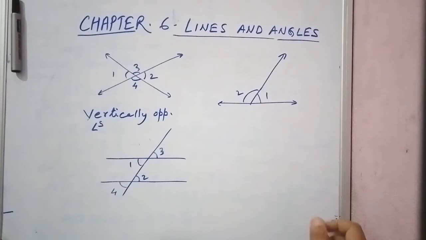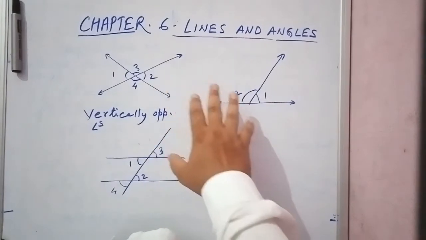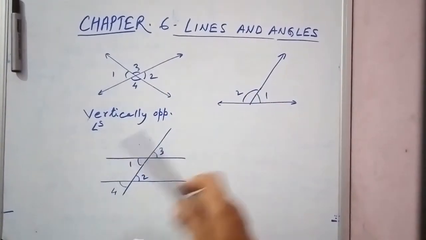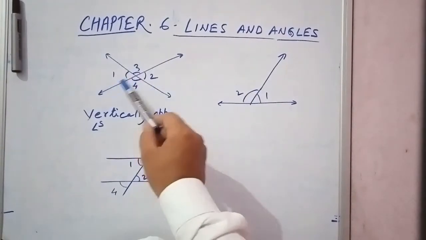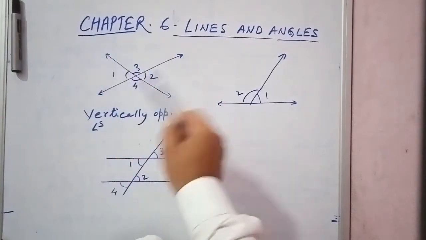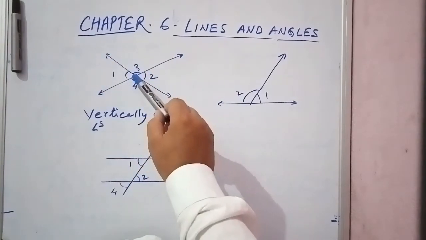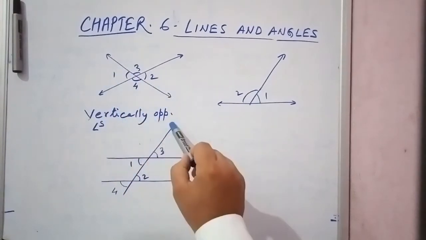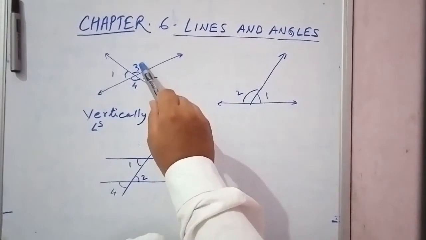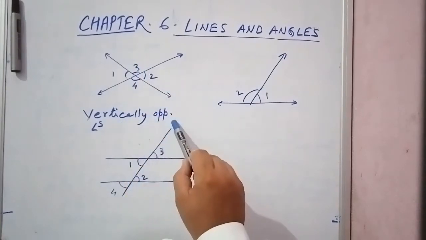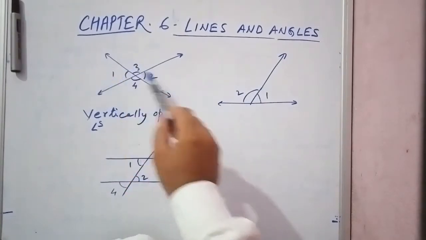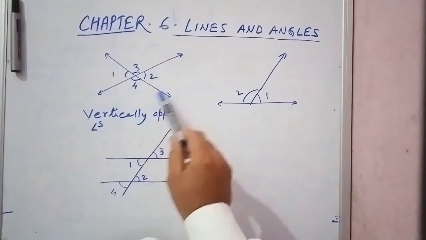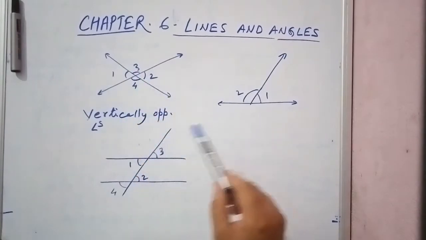Some topics that you learned in your previous classes: vertically opposite angles. In this figure you see that these two lines intersect each other at this point. So here angle 1 equals angle 2, that is vertically opposite. Similarly angle 3 equals angle 4. Both pairs of opposite angles, vertically opposite angles, are equal.